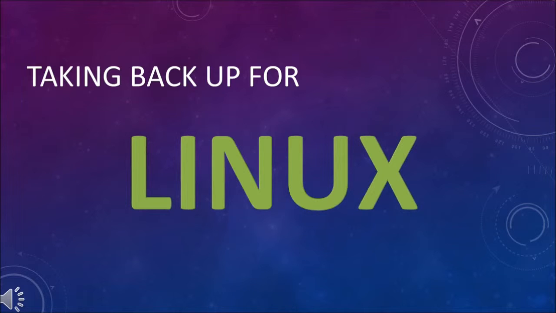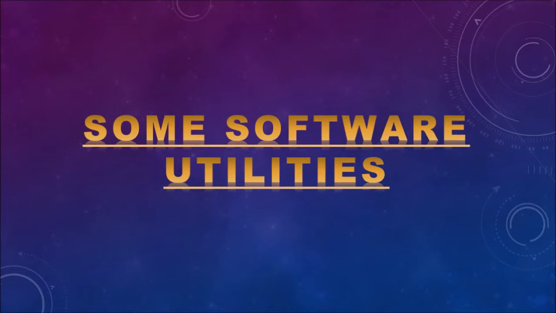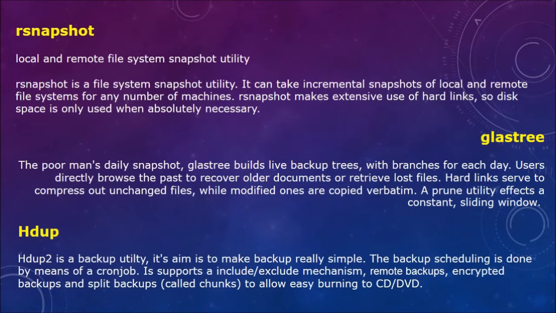Taking backup for Linux. Some software utilities. Rsnapshot. Rsnapshot is a file system snapshot utility. It can take incremental snapshots of local and remote file systems for any number of machines. Rsnapshot makes extensive use of hard links, so disk space is only used when absolutely necessary.